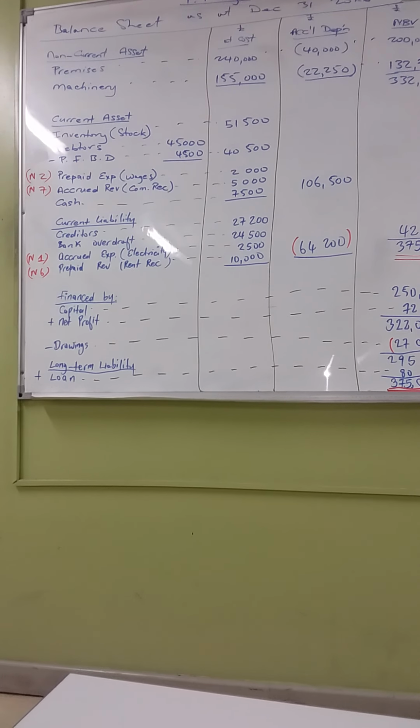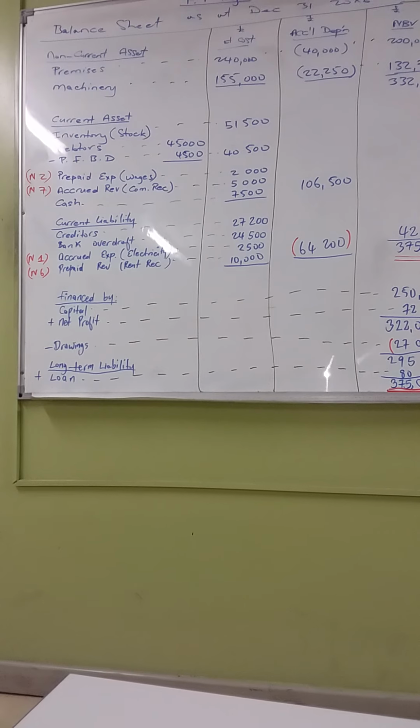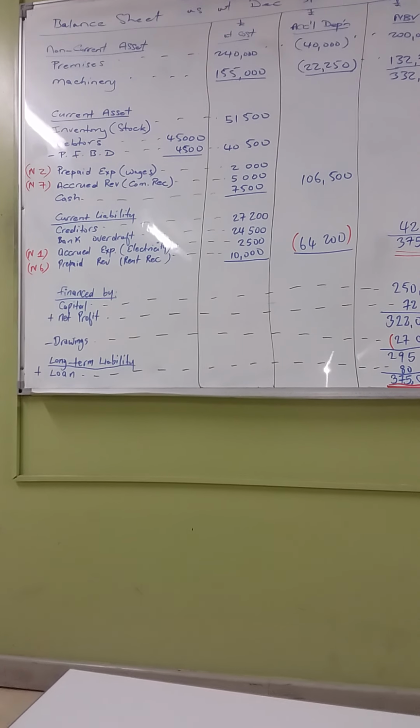So there was a commission receivable of $5,000. So the company is expected to get that money. Therefore it means that it's an asset to us also.